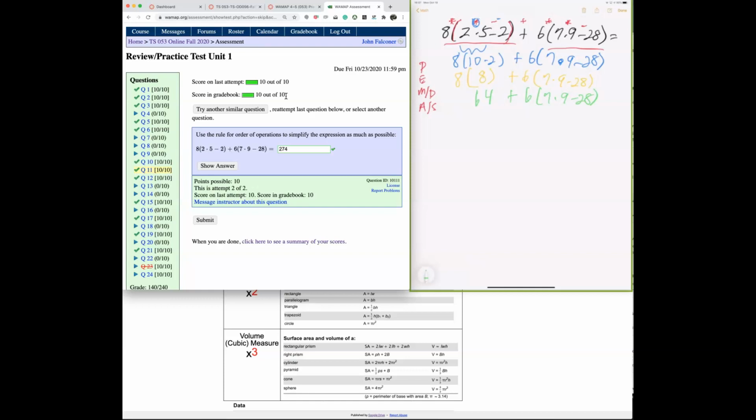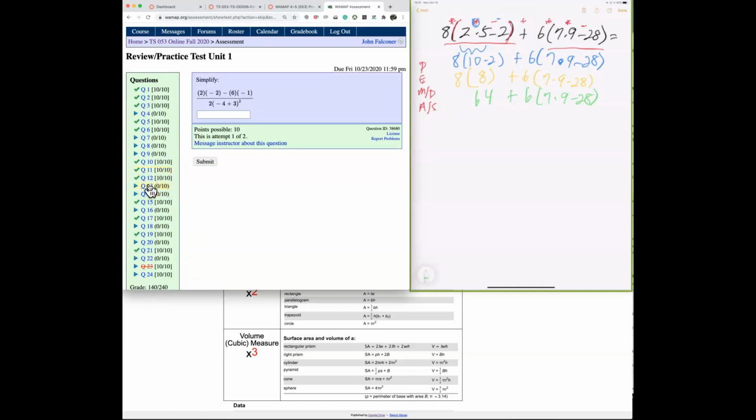And then I think the next one, Q13. Okay, this one is scary. 2 times negative 2 minus 6, over, minus 1.